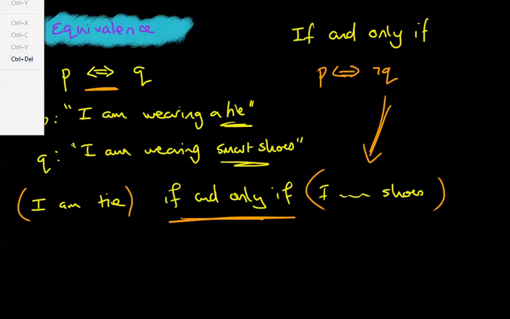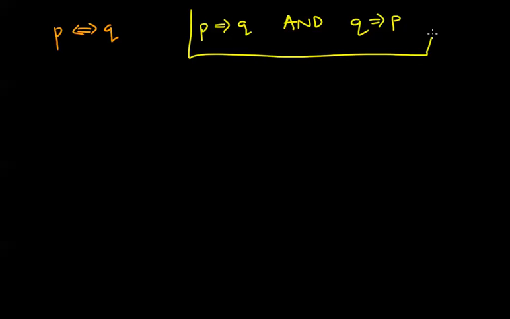Okay, now let's look at the truth table behind it. Now, what P, if and only if Q actually means, it literally means this. It means P implies Q and Q implies P. Okay, so it means if you're wearing a tie, then you are wearing smart shoes, and if you're wearing smart shoes, then you're wearing a tie. So literally, that's what it means. Okay, so that's equivalent to that, and you can prove that if you want later.